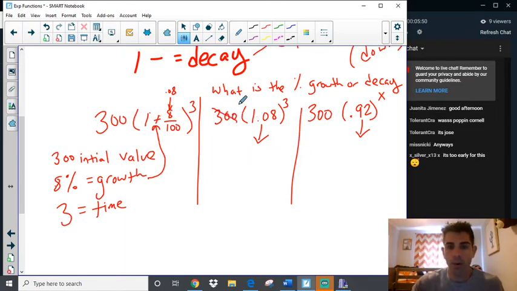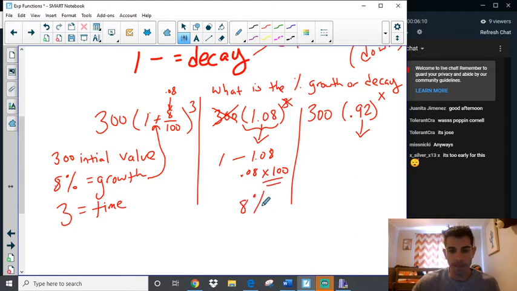We're going to ignore our initial value, we're going to ignore the time. We're going to take what's inside the parentheses, and that's going to be 1.08. And we're going to subtract it from 1. So 1 minus 1.08 is 0.08. We're going to times that always by 100, and that's going to give us 8. So I know that this is 8%. And I know it's a growth.